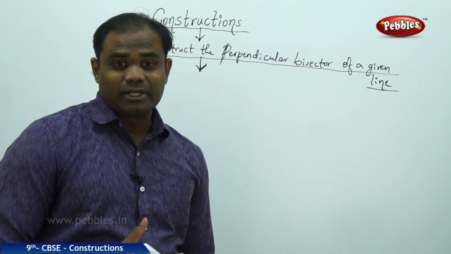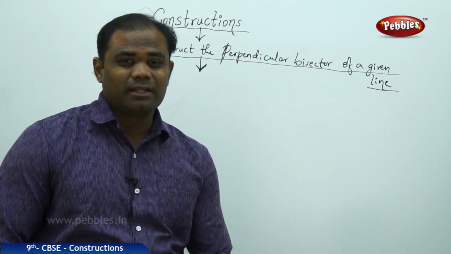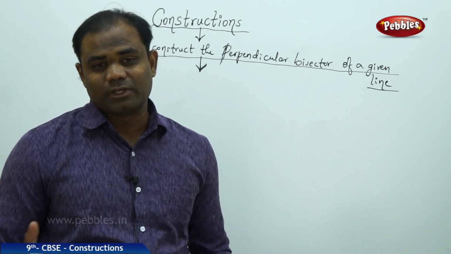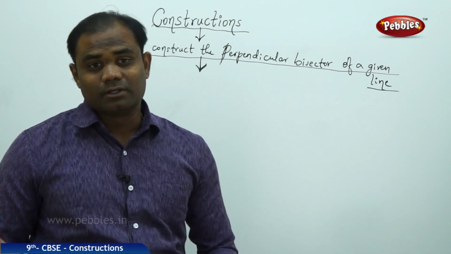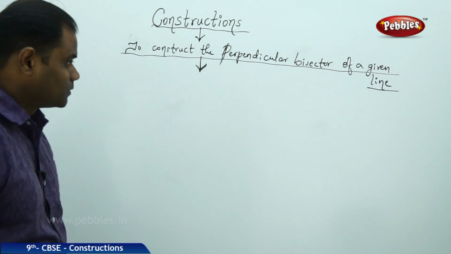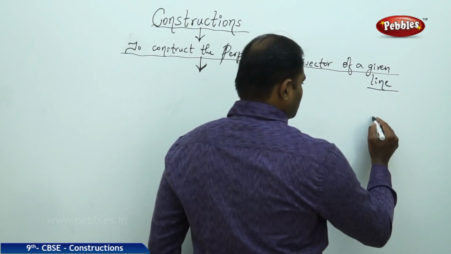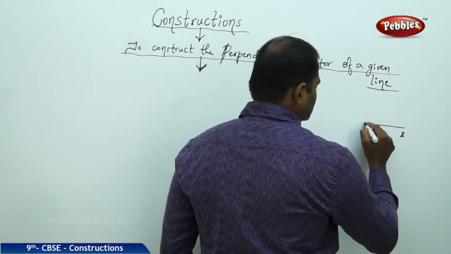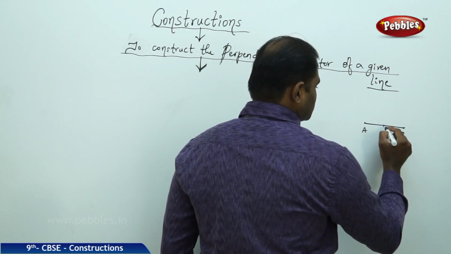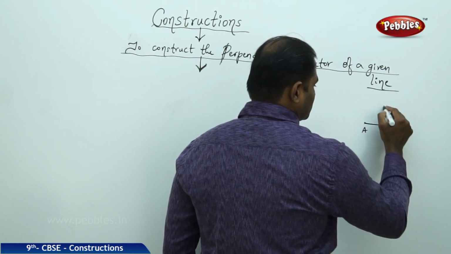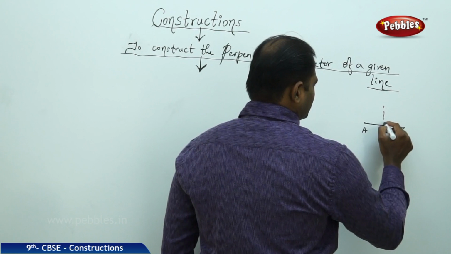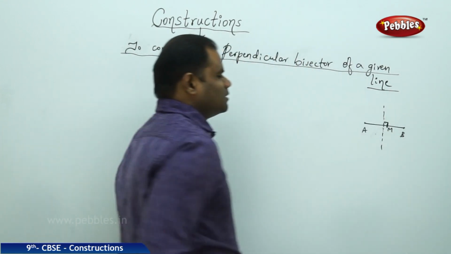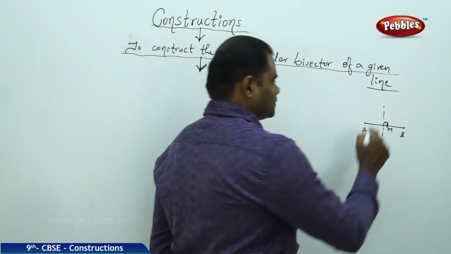Now that we know that a perpendicular bisector is a line which exactly passes through the midpoint of the given line and which is perpendicular to the given line. To recap, a perpendicular bisector of this line AB would be nothing but a line which is exactly passing through the midpoint and which is perpendicular. That is how we understand the perpendicular bisector.